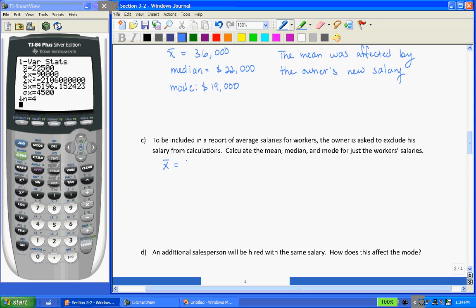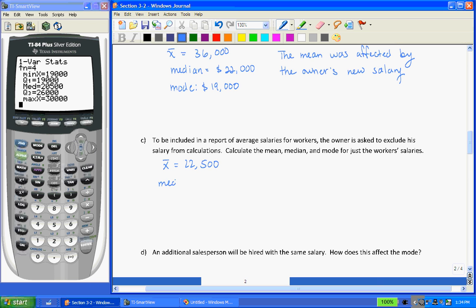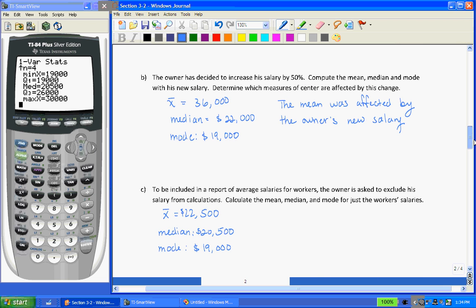Okay, so the mean is 22,500. And if I arrow down, the median is 20,500. And the mode, which is still the one that repeats the most often, is 19,000. So we saw 2 changes this time. We saw the mean change, so we threw out that really high value, that 90,000, and our mean went way, way down. It's probably more representative of the workers' salary now without the owner's salary being thrown in there.